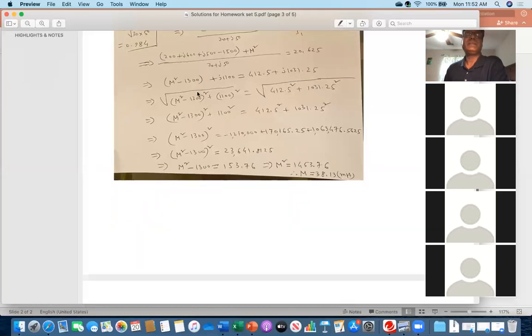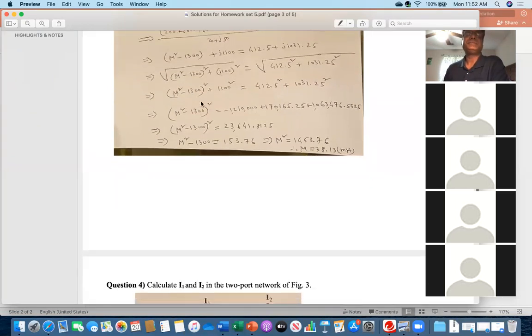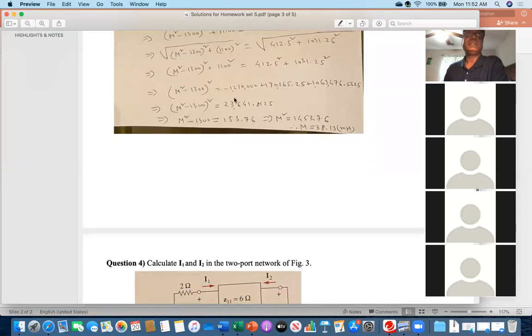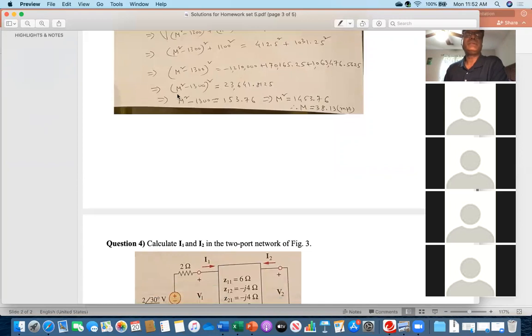And after that, I made a square on both sides. So then the root sign cancelled. And then left side, I'm keeping this one, and then I'm transferring 1100 squared to the right side, this one minus. I put the squared value, and then left side this one, right side this one, and again I am taking the root. So I am getting M squared minus 1300 after square root. This is the value. So M squared after moving this to the right side, ultimately M value is 38.13 millihenry.